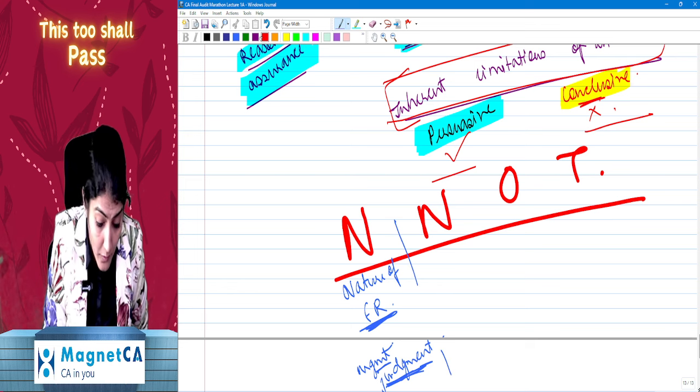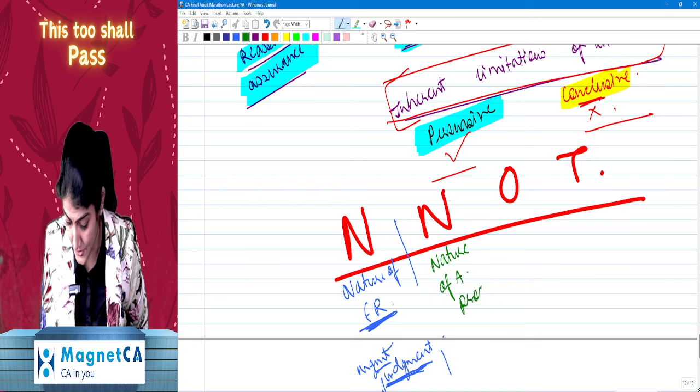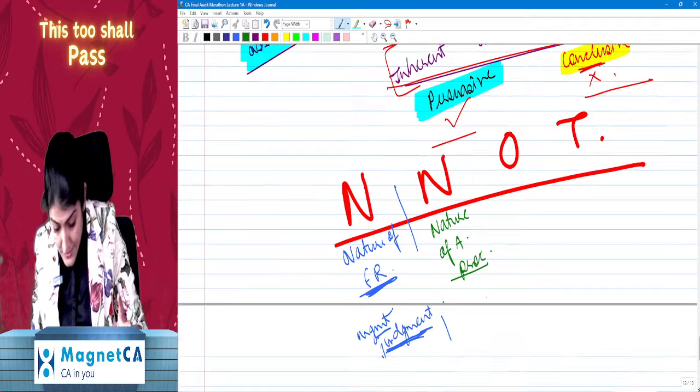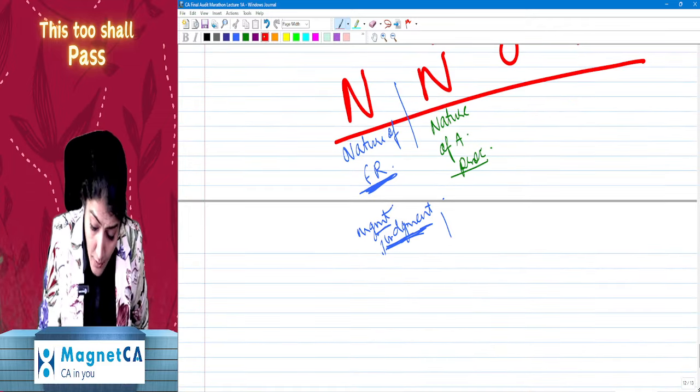Second, as an auditor, it's an inherent limitation due to the nature of audit procedure. Why? Because the procedures which the auditor is going to perform while doing the audit, what does it say?